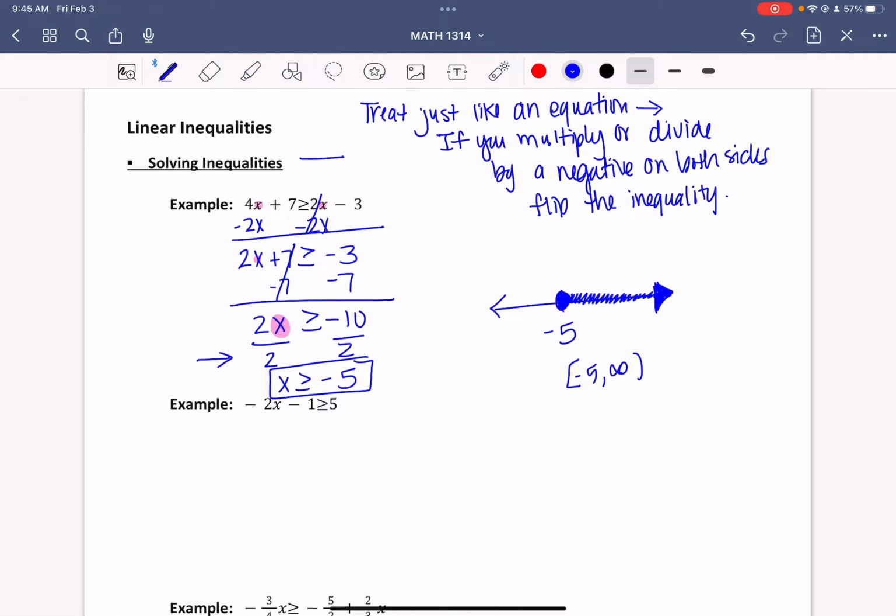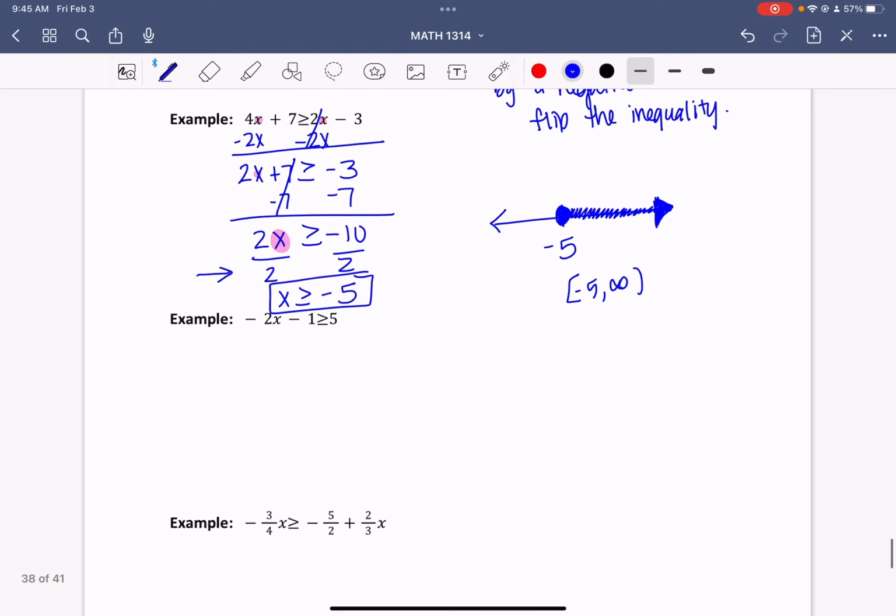So when we're solving these inequalities, just follow all the steps you know. But if you ever get to the point where you multiply or divide both sides by a negative, then flip your inequality. Let's look at this next example here.